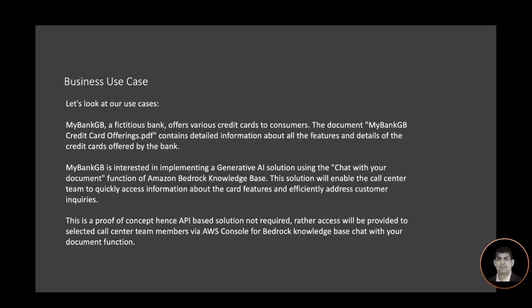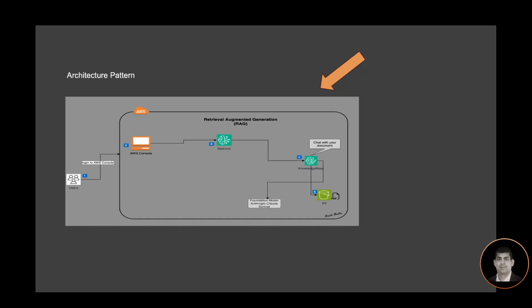My Bank GB is interested in implementing a generative AI solution using the chat with your document function of Amazon Bedrock Knowledge Base. This solution will enable the call center team to quickly access information about the card features and efficiently address customer inquiries. This is a proof of concept, hence an API-based solution is not required. Rather, access will be provided to selected call center team members via AWS Console for the Bedrock knowledge base chat with your document function. Let's look at the architecture design.